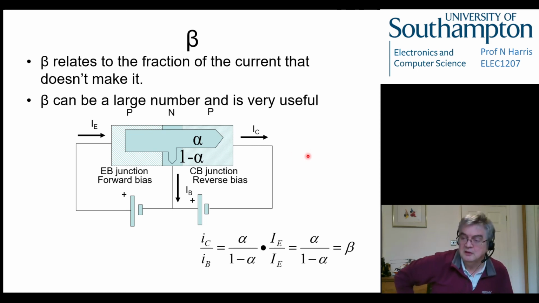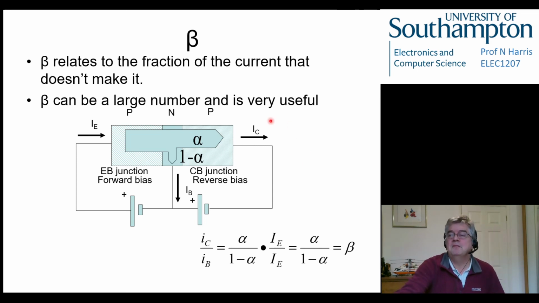That's very useful. Anyway, beta is defined effectively like this: we know we've got alpha going through here, so therefore we must have 1 minus alpha coming out of here for it to add up to 1. And so we can just say that IC over IB is defined as alpha over 1 minus alpha. And alpha over 1 minus alpha becomes just the definition of beta. It's not clever, it's just definitions.